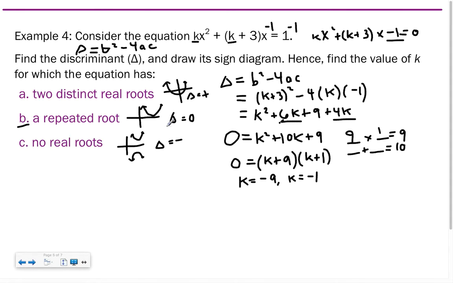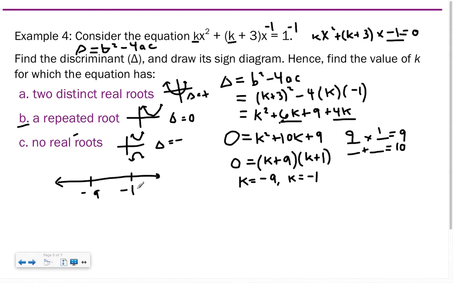At this point, we need to take a look at what values of k would give us two distinct real roots and what values of k would give us no real roots. In order to do that, we have to draw something called a sign diagram. A sign diagram is essentially just a number line, and on that number line we place the values that we found when we set our discriminant equal to 0. So we've got negative 9 and negative 1.